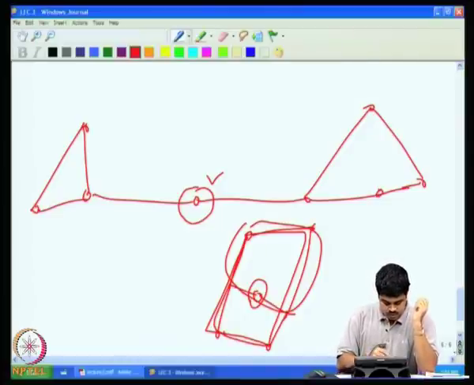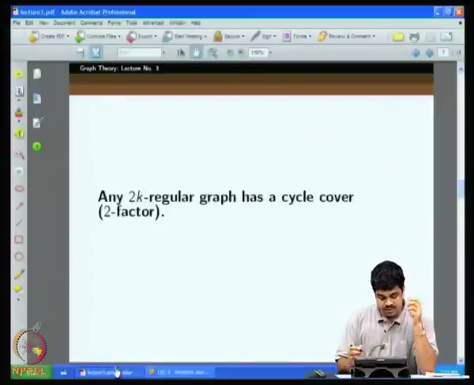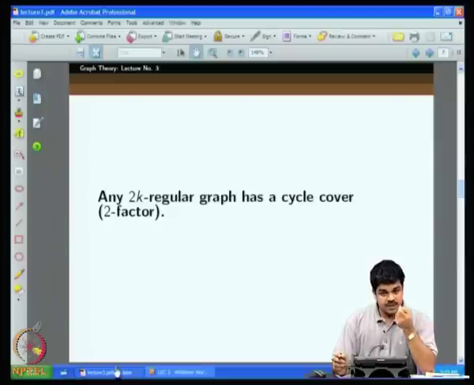Now, the statement says, if you give me any 2k regular graph, that means it is a regular graph, but the degree of each vertex is an even number, 2k regular graph, not 0, that means 2k has to be at least 2. It always has a cycle cover, is what this statement says.